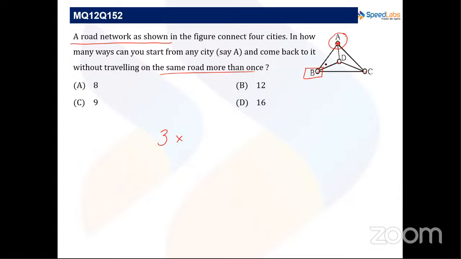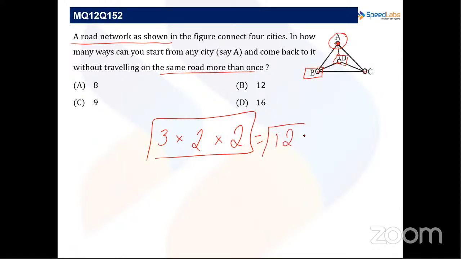So if we travel to D or to C, how many options do we have? Two options. If we reach D, then we can directly go to A, or we can go from C to A. And if we have reached C, then again we have these two options. We can directly go to A or go via D to A. So if we have reached any one of the cities, let's say D, then we again have two options. In this way we can travel. So that will be 12 options. So our correct option is option B.